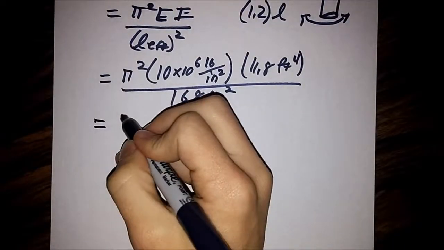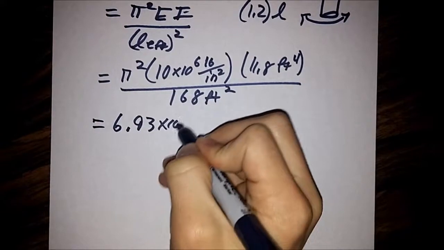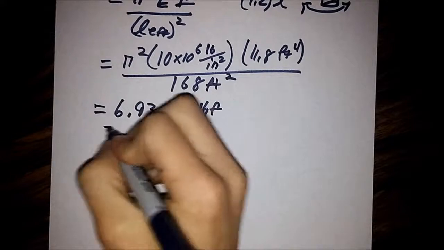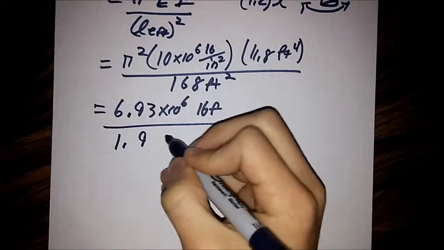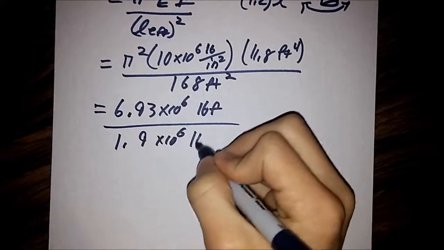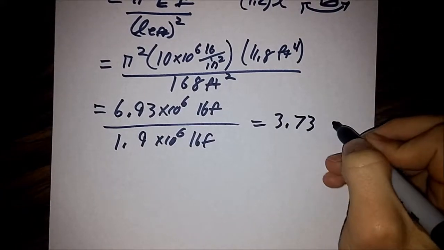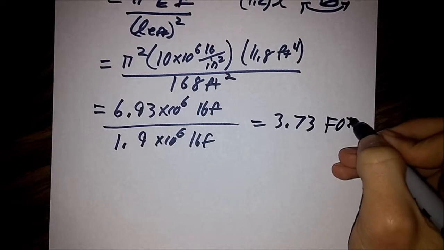And that comes out to 6.93 times 10 to the 6th pound force of buckling, which when we divide that by our 1.9 times 10 to the 6th pound force load, we get a safety factor of 3.73. So there you have it.